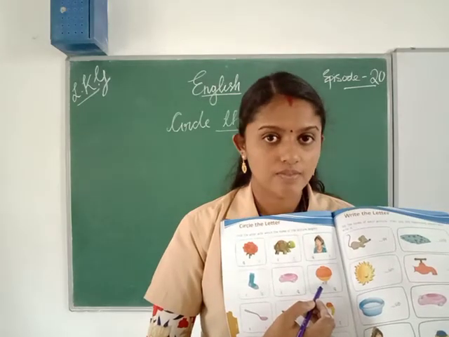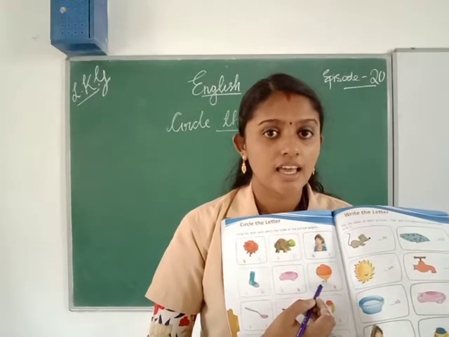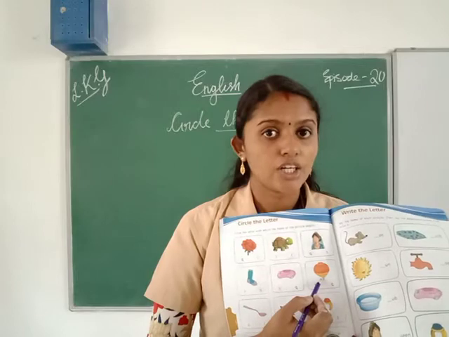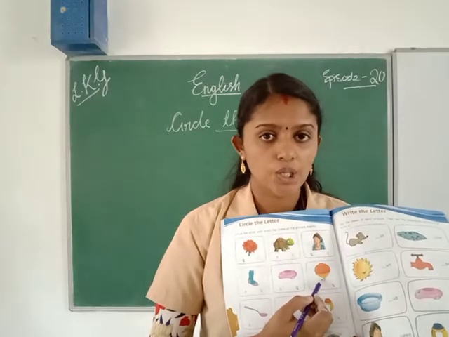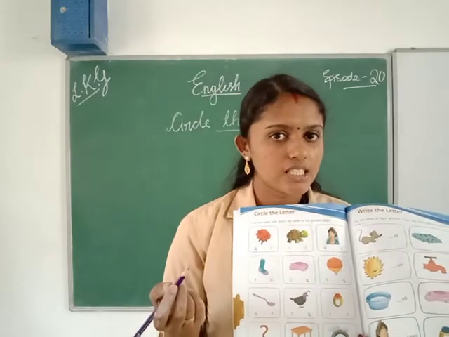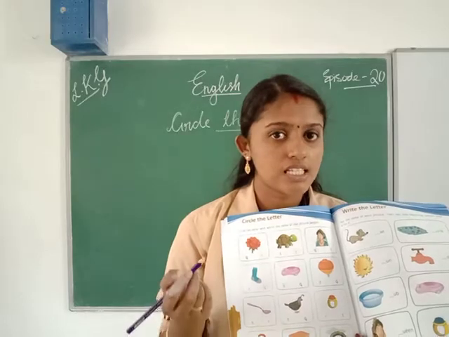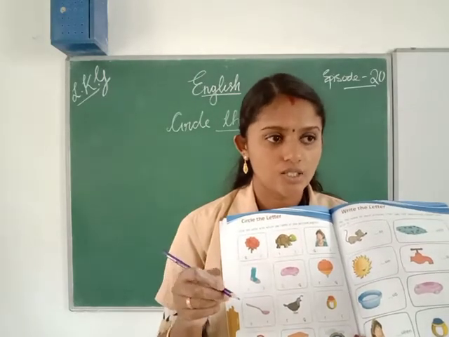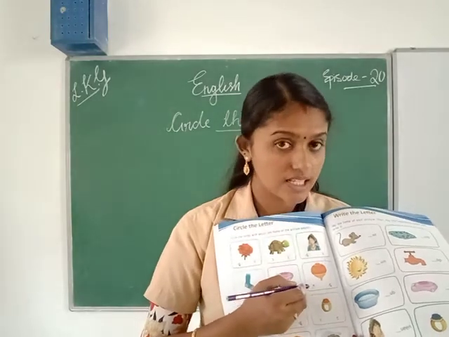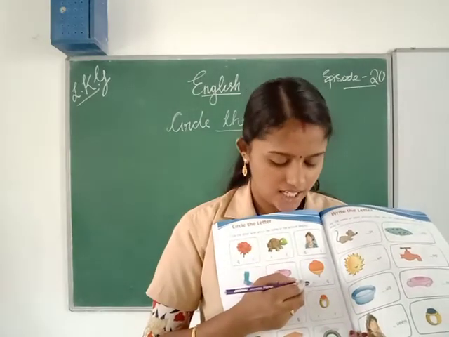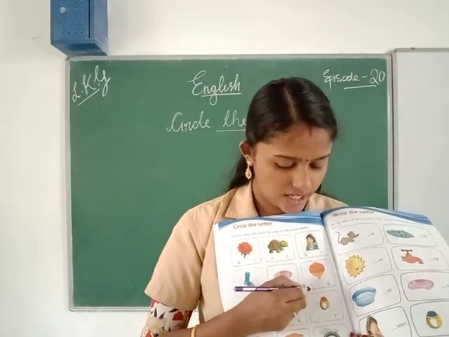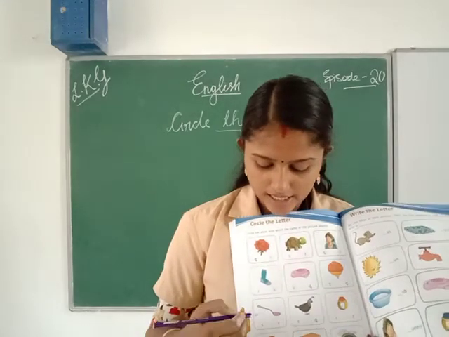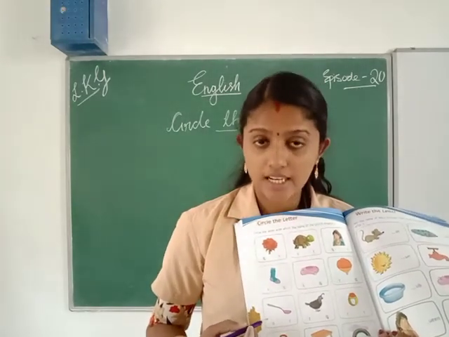What is this? Yes. This is a top. Okay. Which letter is first? T-O-P. Which letter? T. So circle. So you circle which letter? T. Okay, circle T. Next, listen.